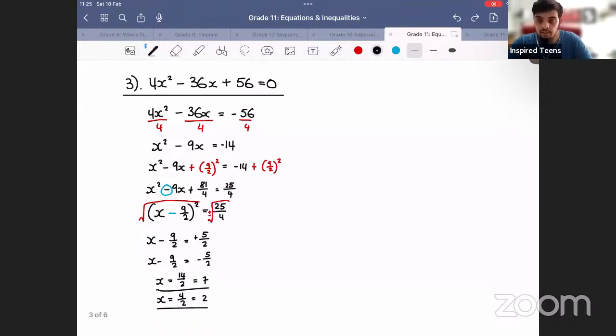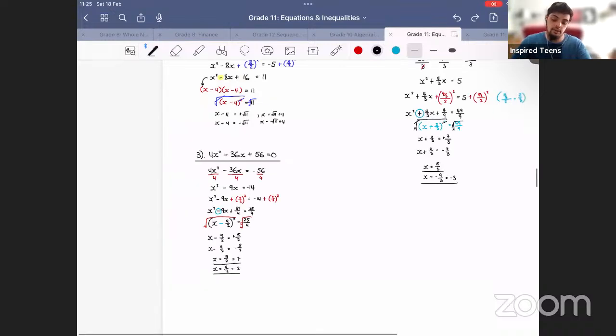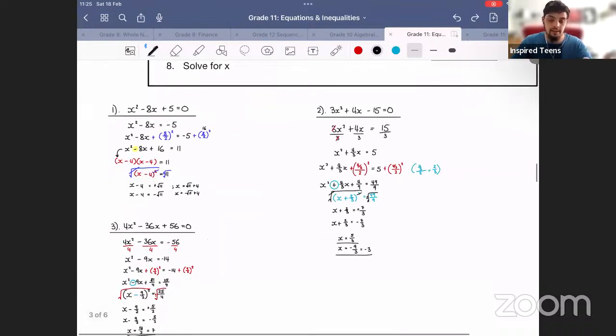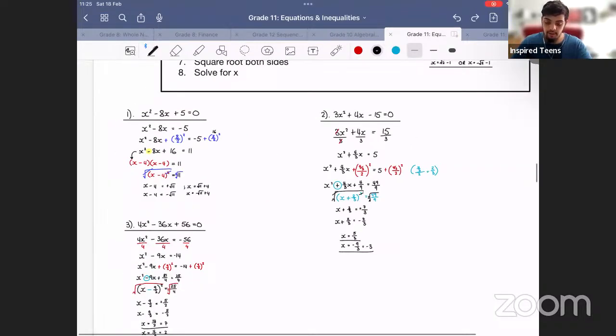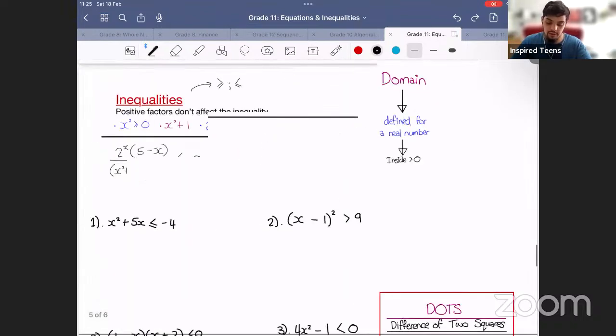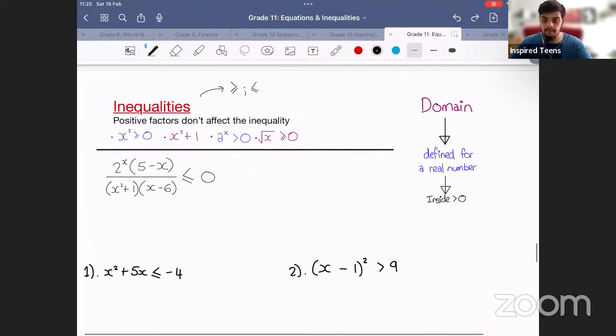Do you have to check your answer? Sometimes the value doesn't work. Yes, not in this case specifically. Generally, when you're dealing with denominators, you cannot make the denominator 0 because then it will be undefined. Like in the case of inequalities, then we have to check our answer.